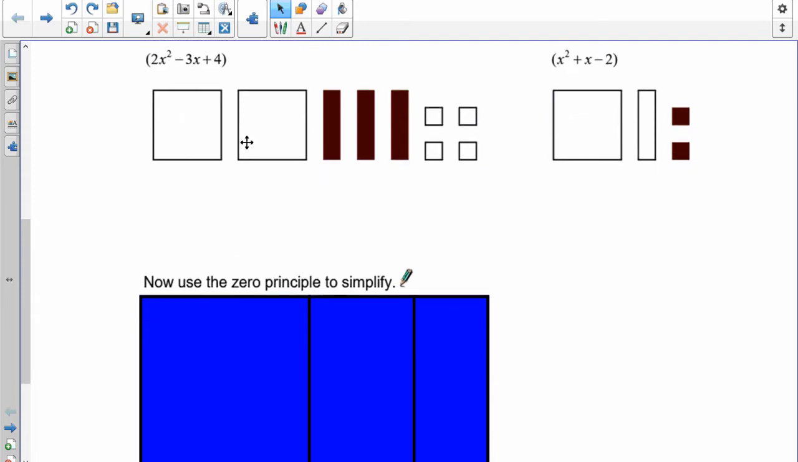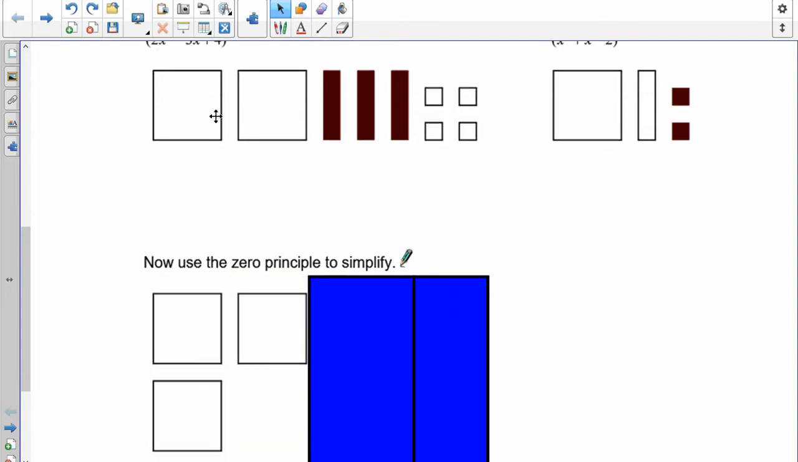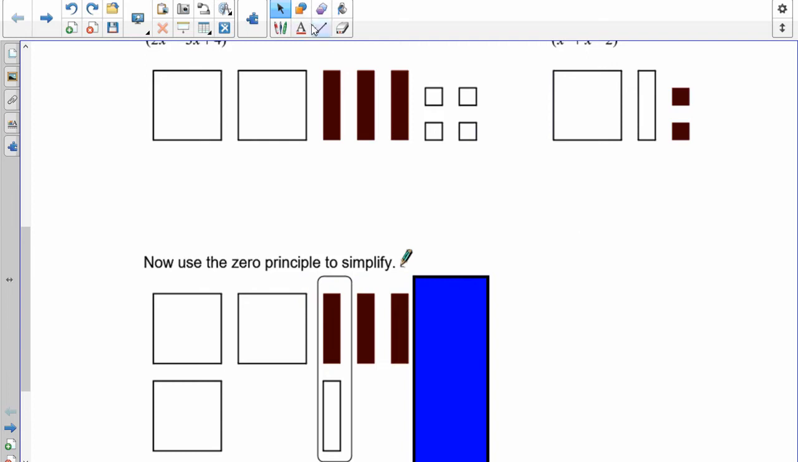Well, you'll notice the x squared tiles are all positive, so there's nothing that cancels out. So the result of adding these together is 2 plus 1, which gives you 3 large tiles, or 3x squared. Now taking a look at the x's, you've got 3 which are negative, and you have 1 which is positive, which means that this is going to cancel out one of these 3, and it's going to end up going away to 0. You're going to leave the other 2.